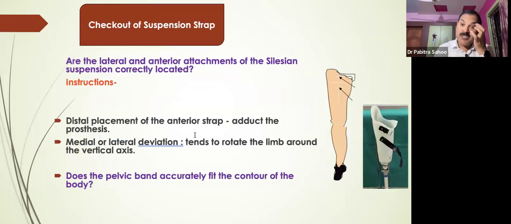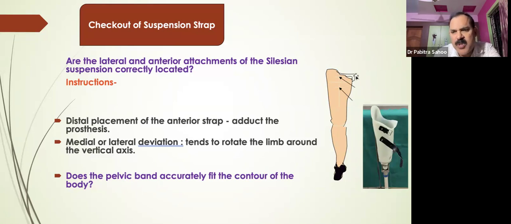Then check the suspension strap. A suspension strap is more important when you use an exoskeletal prosthesis or a quadrilateral socket. Basically, the quadrilateral socket and exoskeletal prosthesis are suspended over the stump by different suspension systems. You can use a Silesian strap, or a suspension strap with an elastic band, or sometimes in the case of a very short stump we use an additional hip joint with a pelvic band.